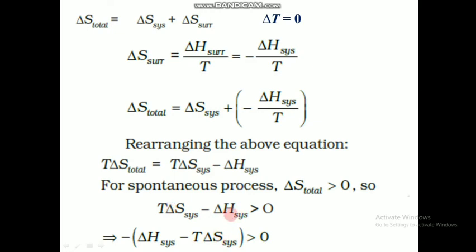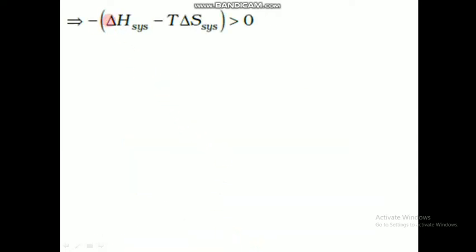If you don't understand this conversion, just ask me in the group. So minus of this much term is greater than 0. So this term you remember, minus of delta H system minus T delta S system greater than 0. So how can we relate this equation with the equation of delta G? This term and this term is same, but the only change is a negative sign. So we can tell negative of this term is greater than 0. So hence we can tell negative of delta G also will be greater than 0.